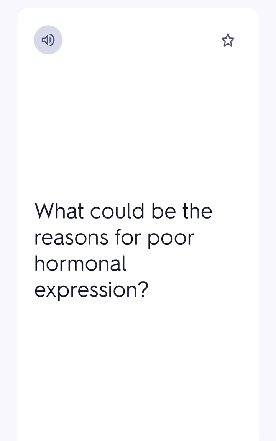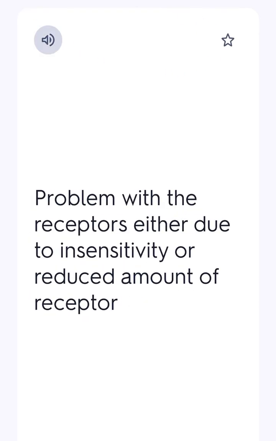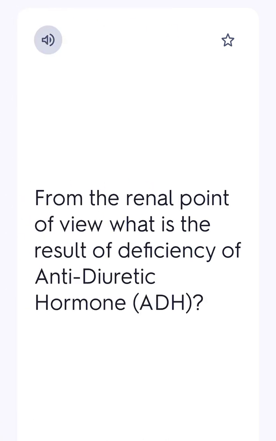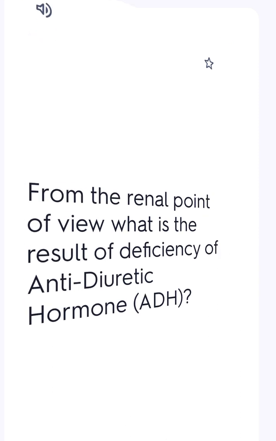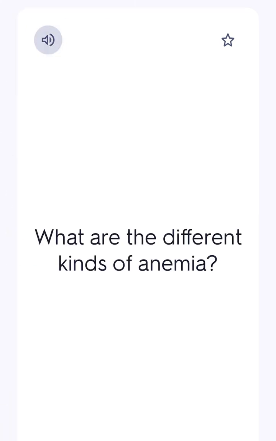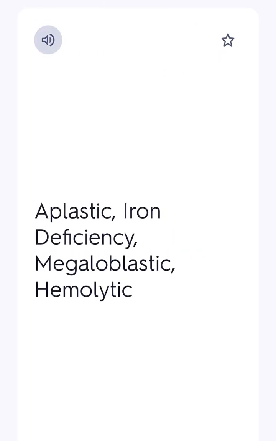What could be the reasons for poor hormonal expression? Problem with the receptors, either due to insensitivity or reduced amount of receptors. From the renal point of view, what is the result of deficiency of antidiuretic hormone? Polyuria. What are the different kinds of anemia? Aplastic, iron deficiency, megaloblastic, hemolytic.